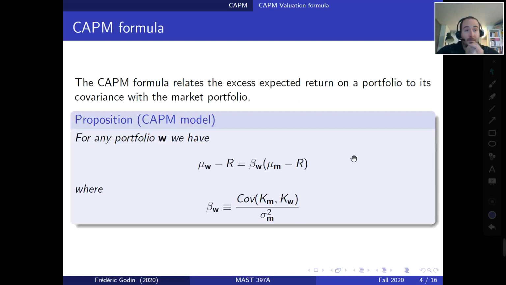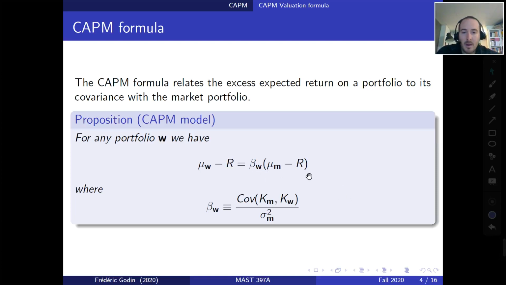So we're going to see a conclusion from the theory outlined in the previous chapter that is a bit surprising but very useful. The CAPM model relies on the following formula. For any portfolio W, we have the following relationship. The excess return of the portfolio W, which is the expected return of the portfolio W minus the risk-free rate, must be equal to some value beta, which depends on the portfolio, times the excess return on the market portfolio.